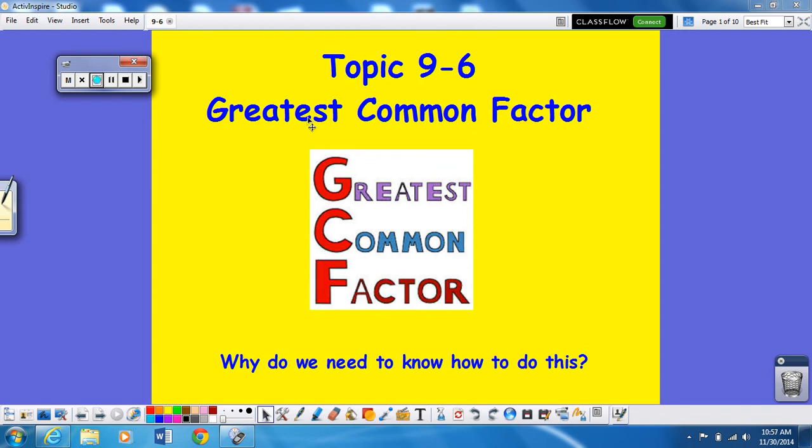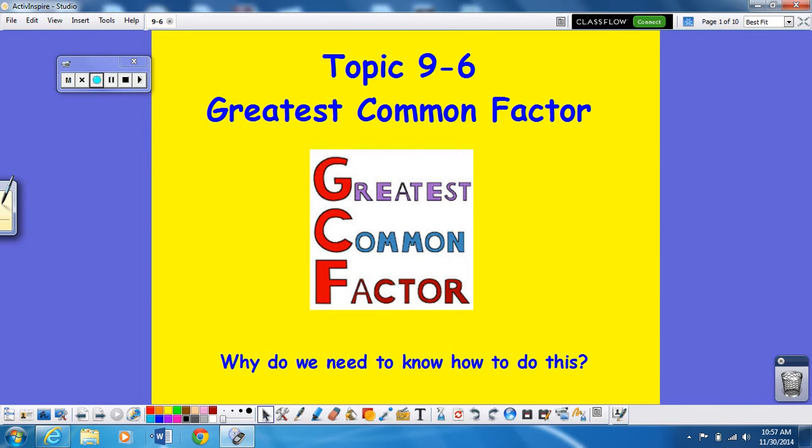All right, topic 9-6, greatest common factor. And you'll notice on the first slide here, I've put a question at the bottom. Why do we need to know how to do this? This is something that will help us as we move on through fractions, with finding common denominators, with reducing fractions. Greatest common factors will help us work with two different numbers and be able to work with them quickly. So we're going to spend just a little bit of time learning how to do greatest common factors.